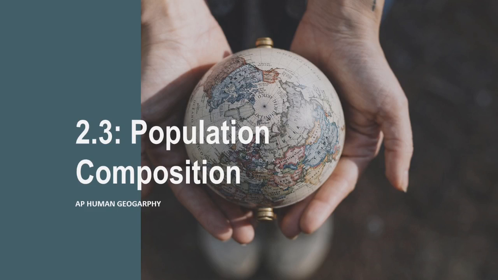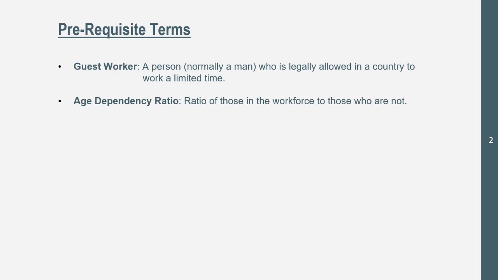Today we're going to be doing AP Human Geography 2.3 Population Composition. So some prerequisite terms I want to go over is guest worker, which is normally a man who is legally allowed into a country to work for a limited time.